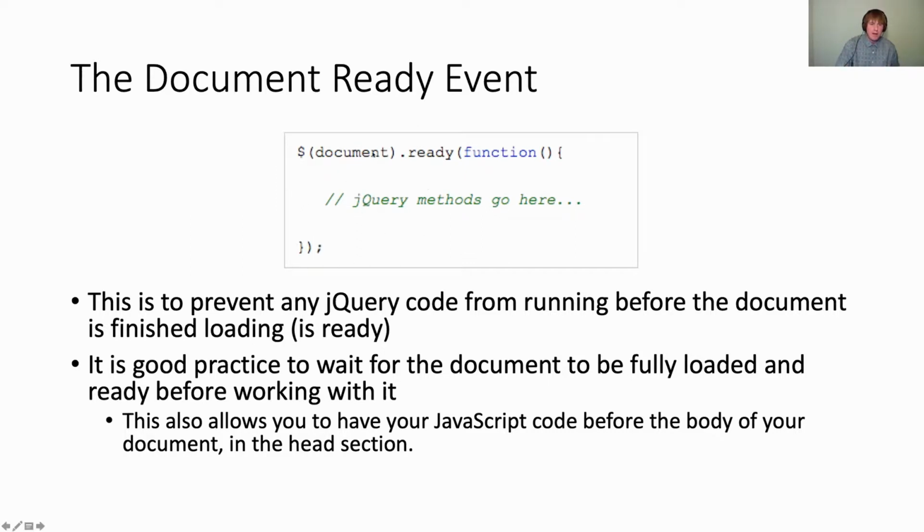If you look right here at this example, you'll see I have the $ sign that's going to access jQuery, and I'm going to reference the document. We know the keyword for document in JavaScript is the DOM. So I'm referencing the DOM, and I'm calling the ready function, which is going to call this function after it is triggered. This is to prevent any jQuery code from running before the document is finished loading or is ready. Remember, the document is the DOM.